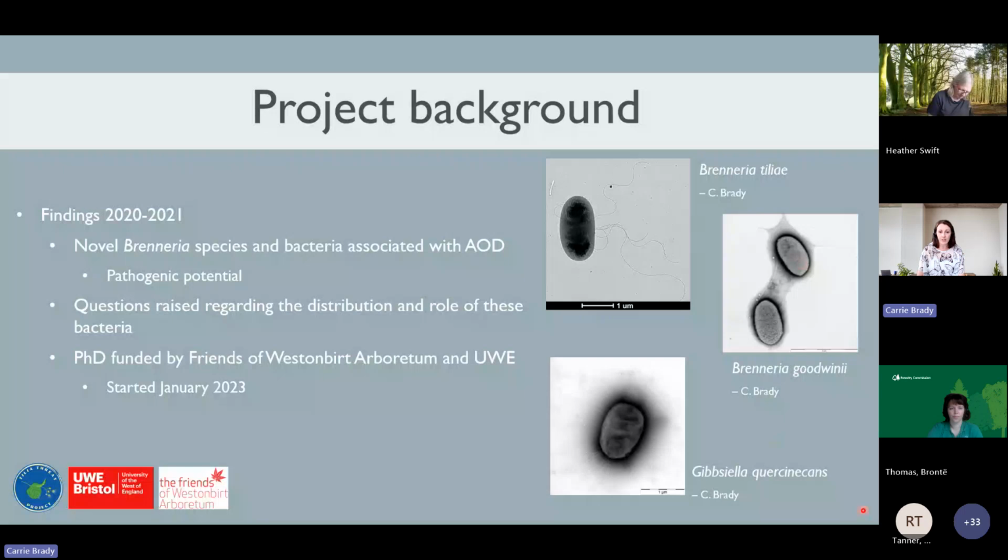I was fortunate that I received funding from the Friends of Western Burt Arboretum and UWI, which we could put towards a new project, a PhD, which Helena applied for, and she started this project in January 2023.